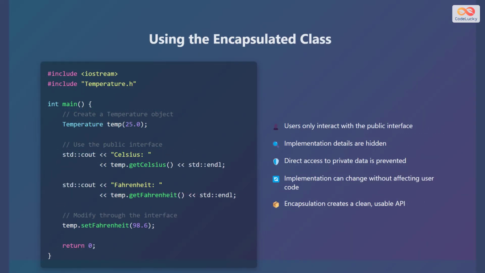When using an encapsulated class, users only interact with the public interface, accessing the class's data and functionality through its methods. Implementation details are hidden from the user, protecting the class's internal state. Direct access to private data is prevented, ensuring data integrity and consistency. Implementation can change without affecting user code, as long as the public interface remains the same. Encapsulation creates a clean, usable API that simplifies interaction with the class, as shown in the code snippet.